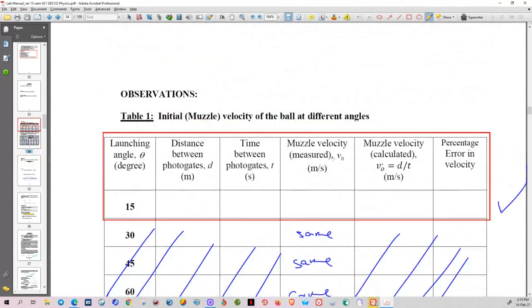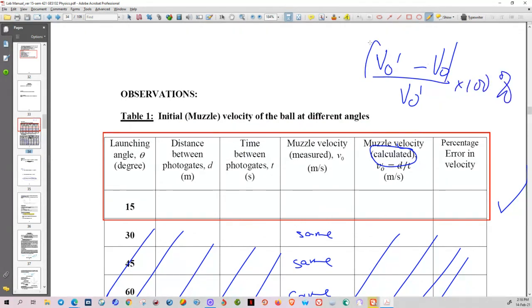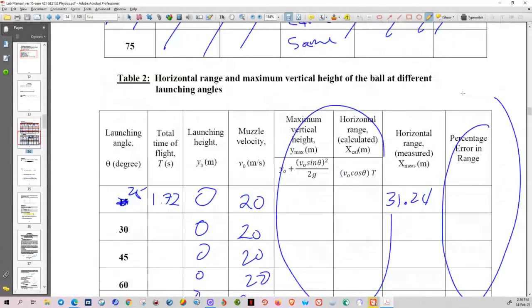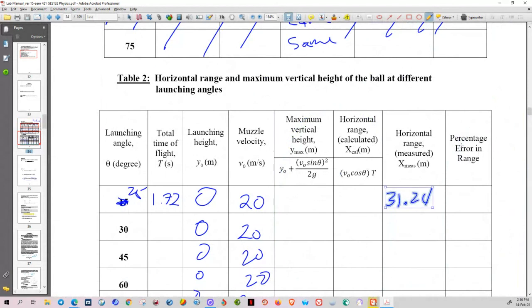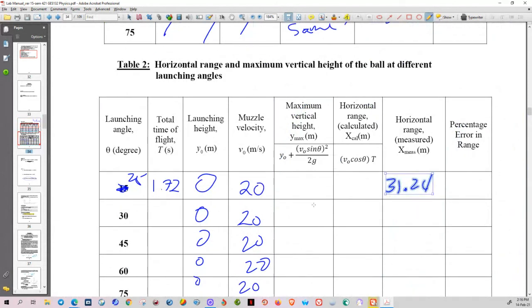Let's go to table 1. Percentage error. Which one is calculated velocity? V0 prime. So you have V0 prime minus measured V0 over V0 prime, times 100%, absolute value. Okay. That's the rule for percentage error here. What about the percentage error here? We are talking about percentage error in horizontal range. Same thing, calculated minus measured over calculated. So it will be x calculated minus x measured over x calculated multiplied by 100%.